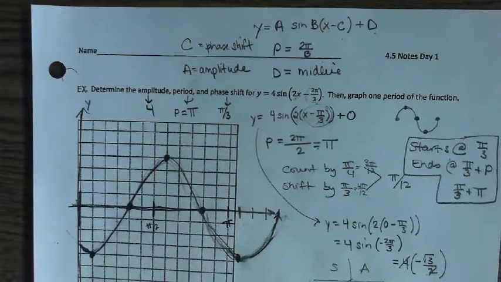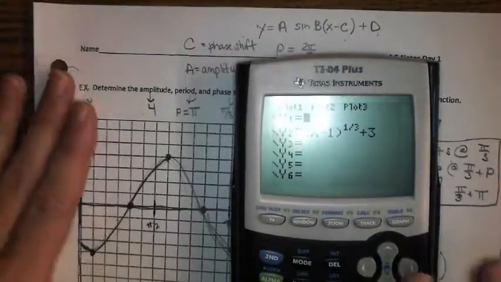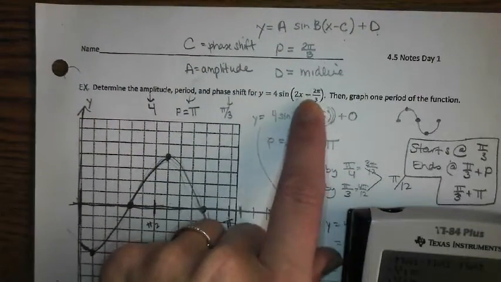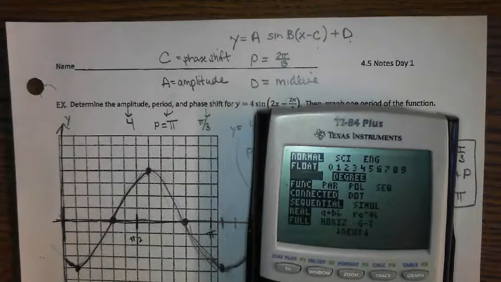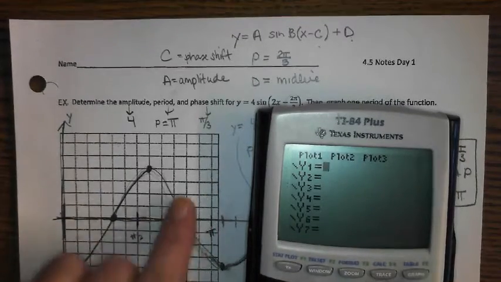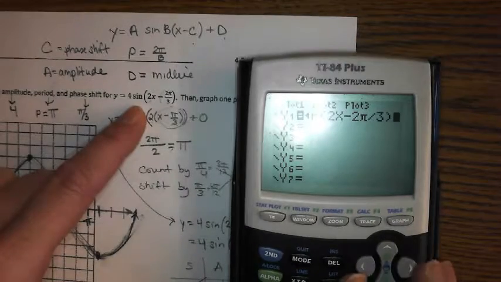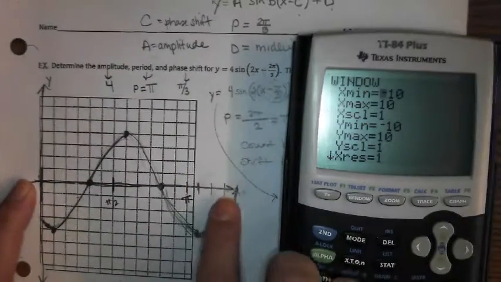Now, for the sake of checking as you're reminding yourself of how to do this and you're working on your skills, when we graph these on a calculator, what mode should we be in? Radians, because this is all radian pies in terms of pi. So mode, get it in radians. Y equals, I'm just going to type it in, 4 times the sine of 2x minus 2 pi over 3. Okay? Now, window. I'm going from 0 to pi plus pi over 3, right?